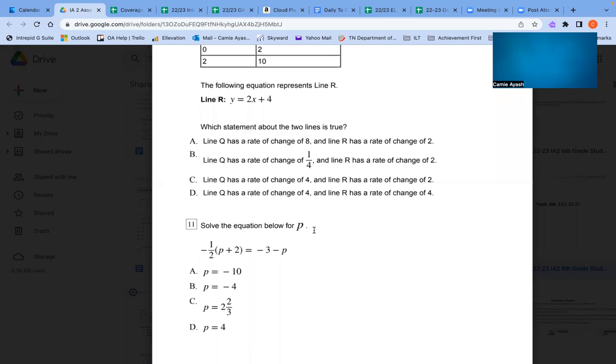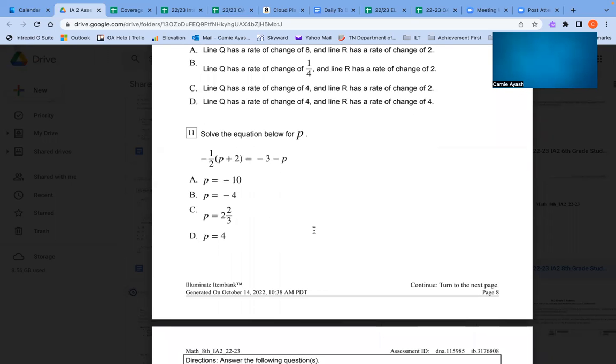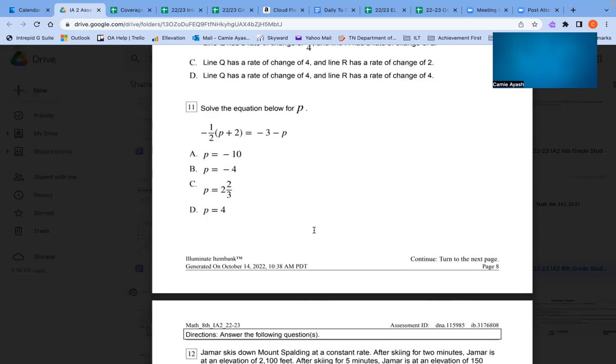Number 11, solve the equation for P. -1/2 P plus 2 equals -3 minus P. A, P equals -10. B, P equals -4. C, P equals 2 2/3. D, P equals 4.